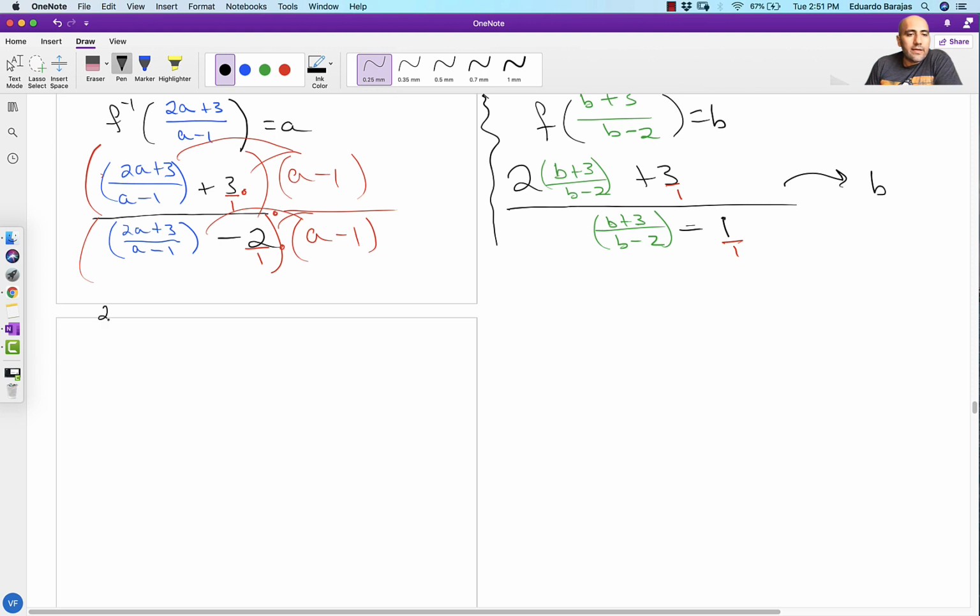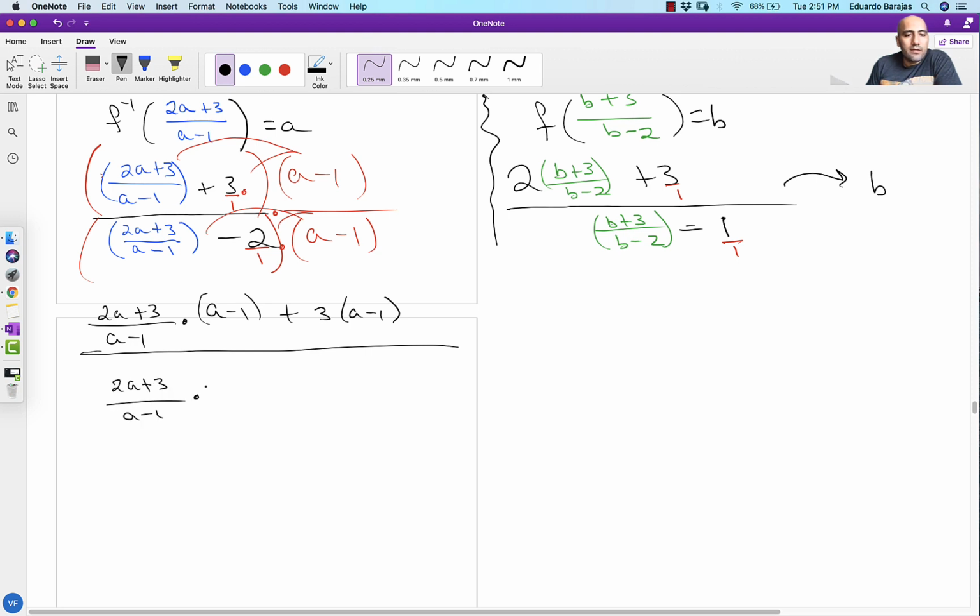I end up with, I'm going to copy it just to make sure people are following, this times a minus 1 plus 3 times a minus 1 in the numerator. And in the denominator, I end up with 2a plus 3 over a minus 1 times a minus 1, minus 2 times a minus 1. I'm allowed to do this because a minus 1 divided by a minus 1 is just another version of 1. So that's allowed. And then let's come back over here and do this one.